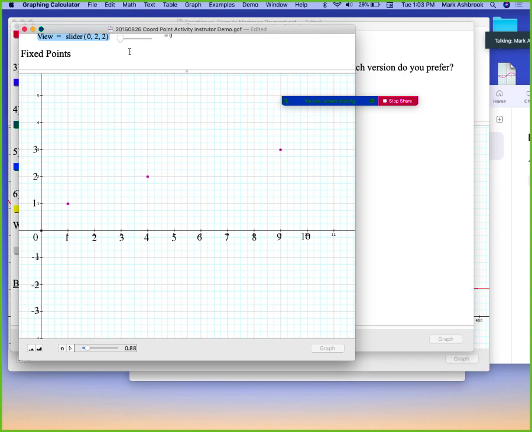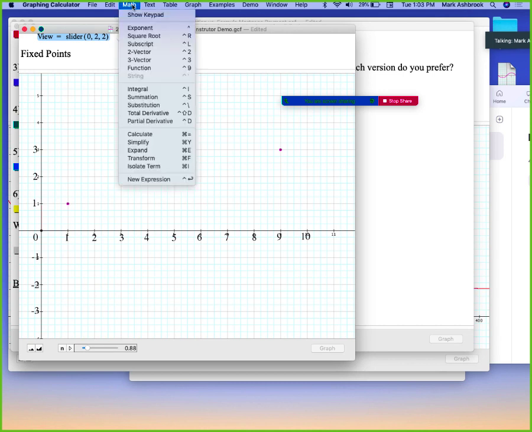So how do we plot a point in GC? Do you remember? Is it like the math vector thing? The 2 vector, and yeah, control 2, right? Control 2. So never forget that. That's going to be really important. If you want to plot a point in R2, it's control 2. In R3, it's control 3. And yeah, you can find that in the math menu. That's called a 2 vector or a 3 vector, so you want a 2 vector.